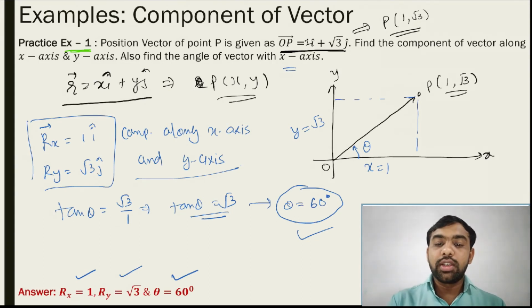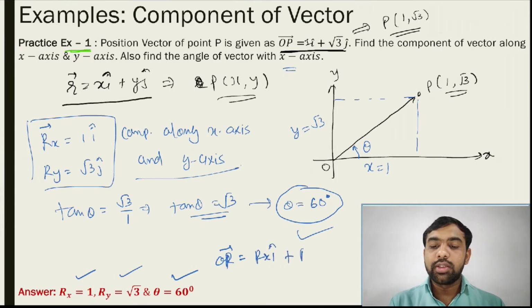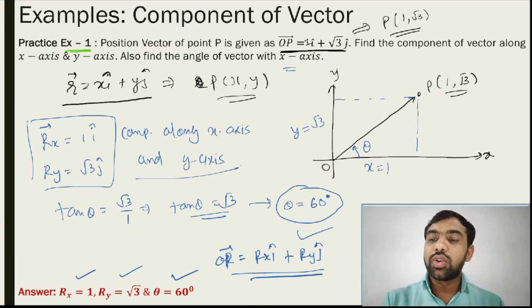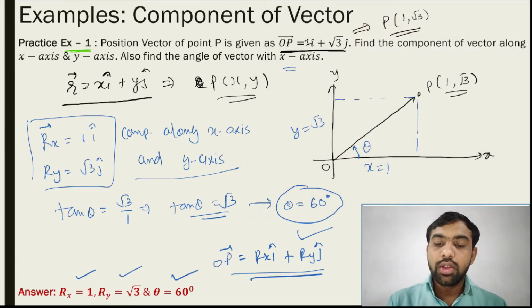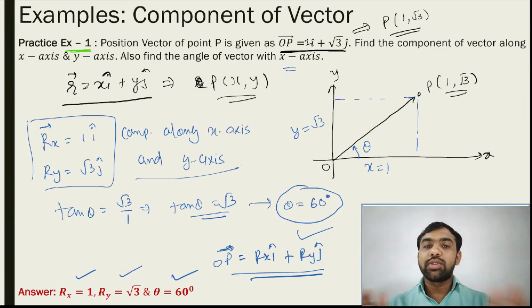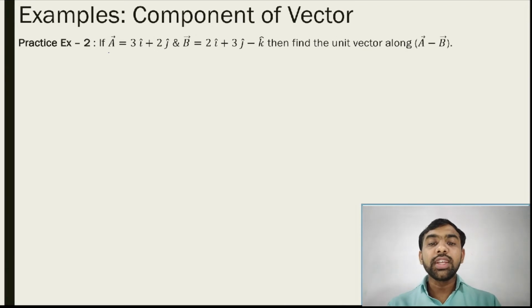You can also understand it this way: OP is rx i plus ry j, then you get the answer 1i plus √3j. So using either theory, you get the correct answer. You can find the answer by using any of these theories, whatever we are studying. Okay, now let's go to the next one. Let's see example number 2.